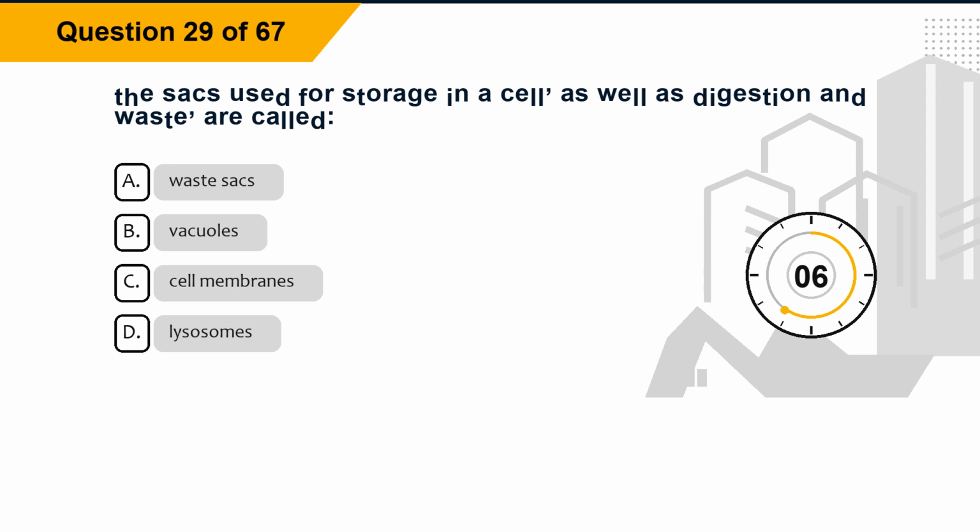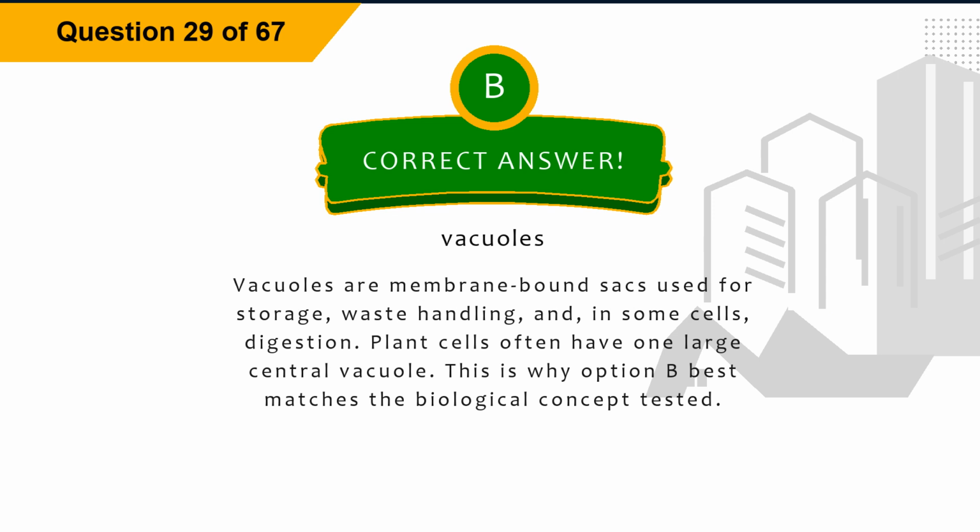Option B, vacuoles. Option C, cell membranes. Option D, lysosomes. The correct answer is option B, vacuoles. Explanation: vacuoles are membrane-bound sacs used for storage, waste handling, and, in some cells, digestion. Plant cells often have one large central vacuole. This is why option B best matches the biological concept tested.